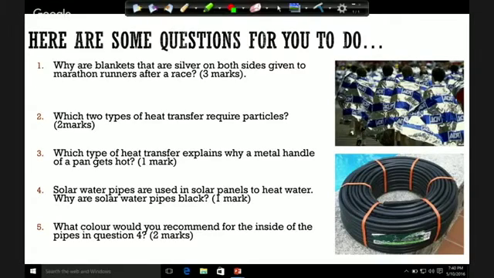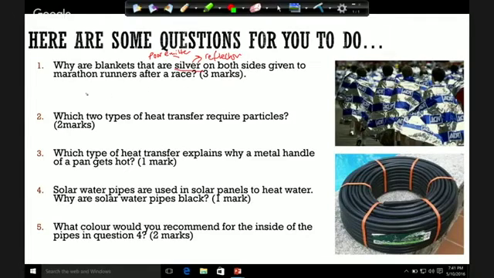Okay, hopefully that's given you enough time to have a go at these questions. So these are typical exam questions that you might be asked. The first one says, why are blankets that are silver on both sides given to marathon runners? Okay, so if we're looking at 3 marks, we need to think about why are they asking us something about silver? So what about the topic have I learned about silver? I remember it's a good reflector and it's pretty poor emitter.